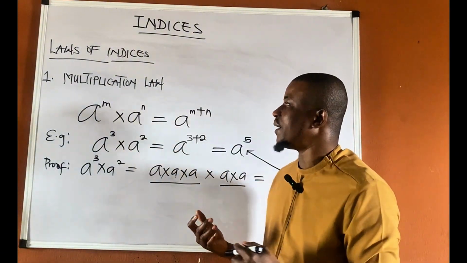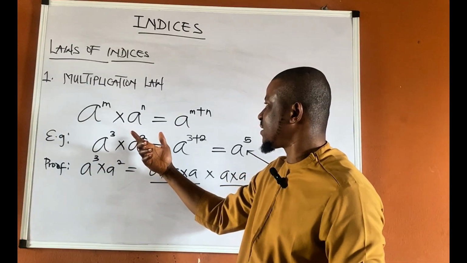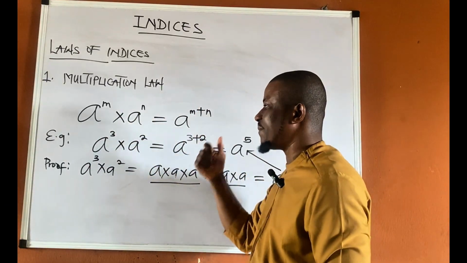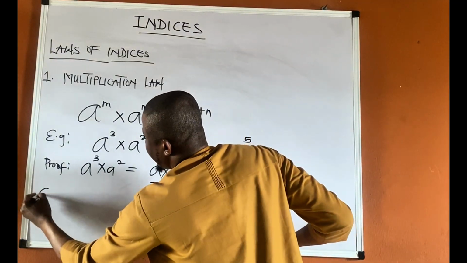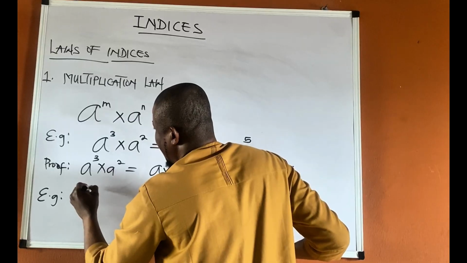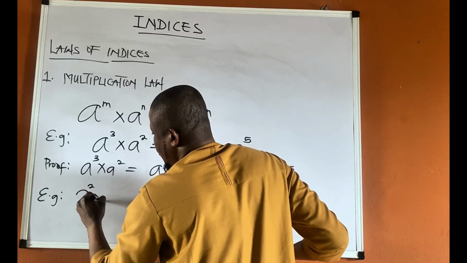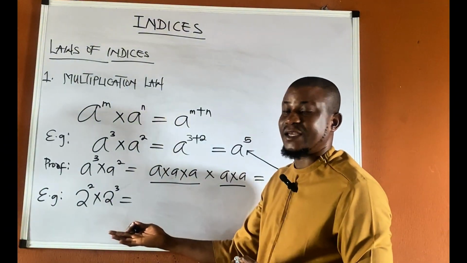So whenever you have two index numbers multiplied and they have the same base, the law of indices says you take one of the base and add the powers. Let's look at another example under this. If I have, say, 2 to the power of 2 times 2 to the power of 3, according to the law of indices, fine, they have the same base.